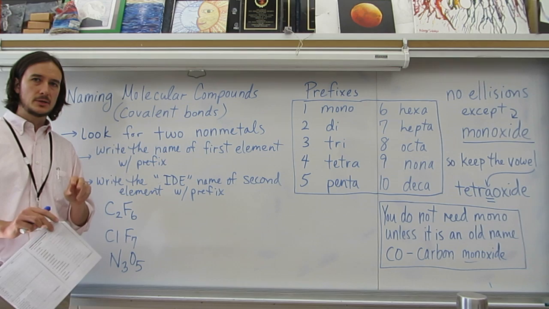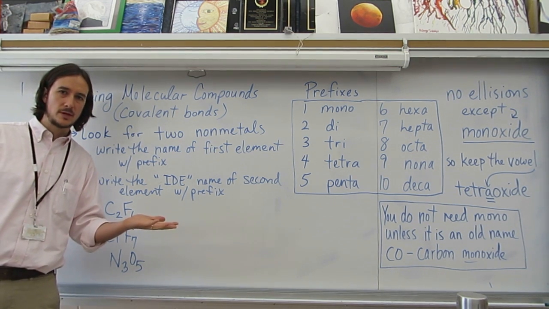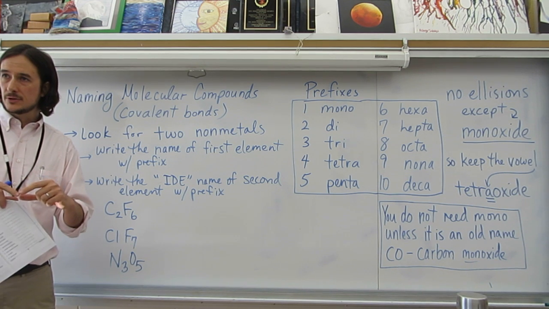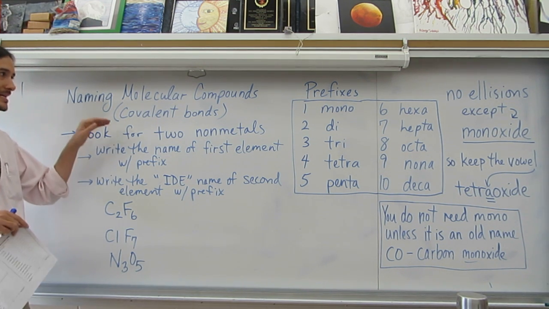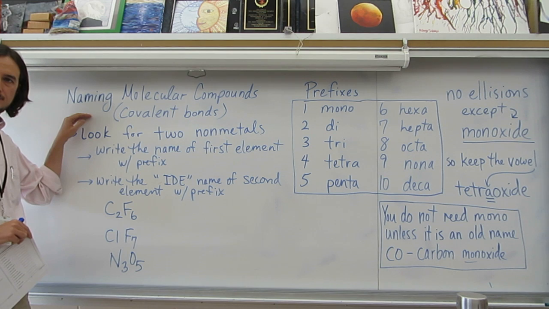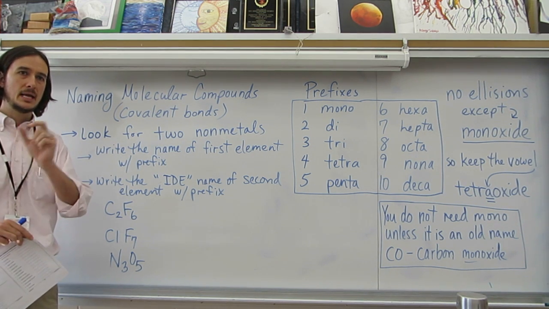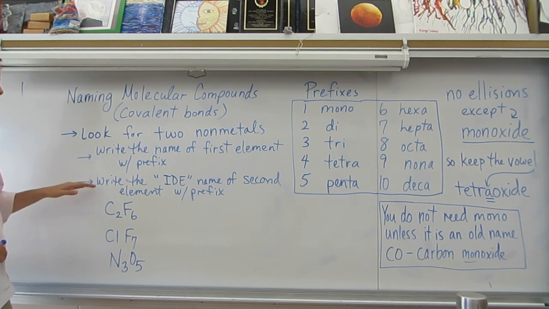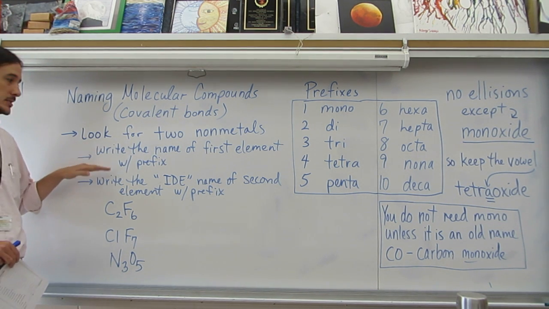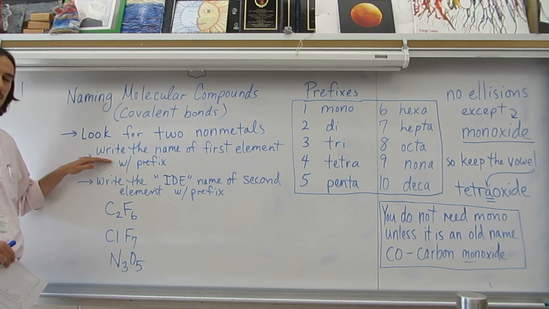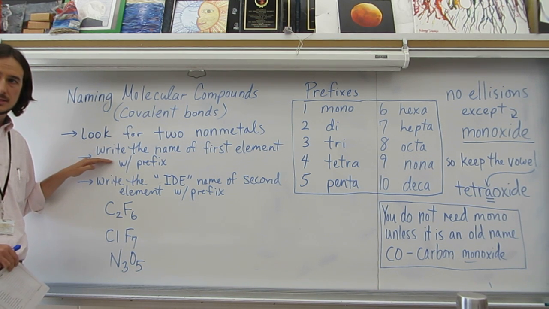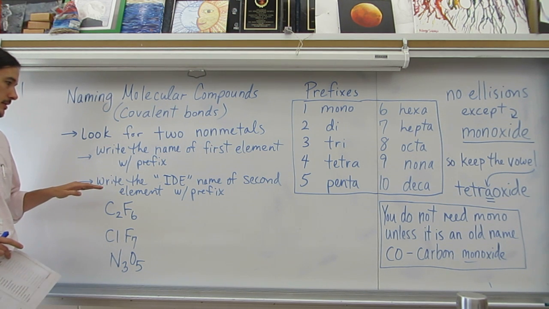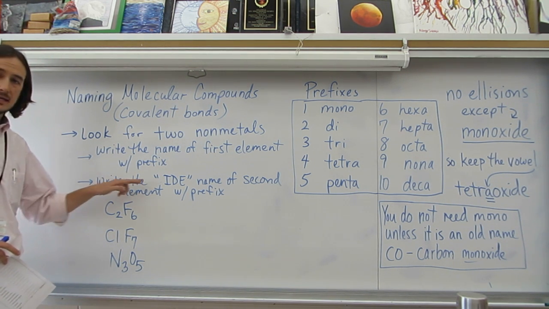If you have two nonmetals bonded together, then we are going to name it in this particular way. Before you were looking for a metal and a nonmetal, now you're looking for two nonmetals. And the way you name it is pretty easy. You write the name of the first element along with a prefix. The prefix is going to indicate how many of those atoms are there. Then you write the IDE name.